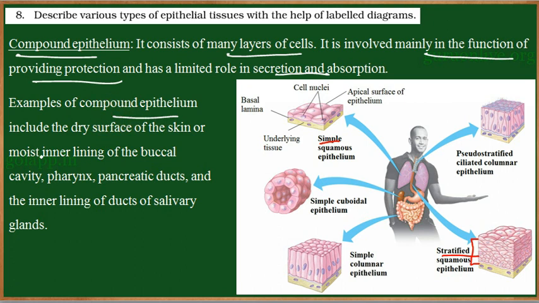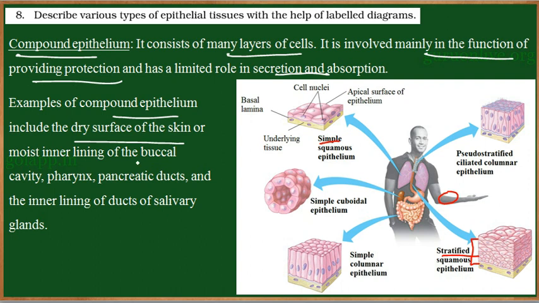So compound epithelium is found on the dry surface of the skin, that is on the outer surface of the skin. So here the dead skin which is present has multiple layers of epithelium, and here it provides protection. It acts as a barrier. It prevents foreign substances or dust particles from the external environment from entering into our body. So it is providing protection against foreign substances by acting as a barrier. So it forms a barrier between the external environment and the body.